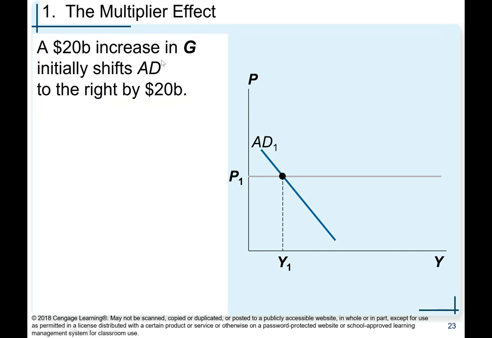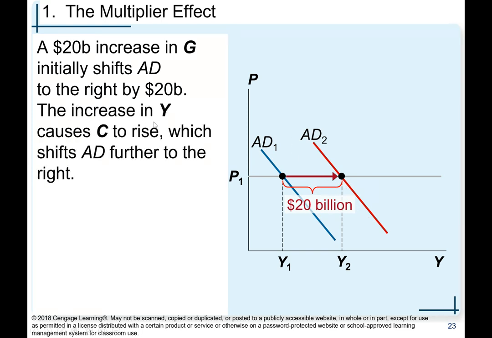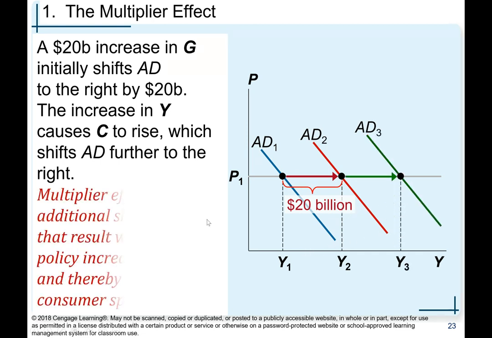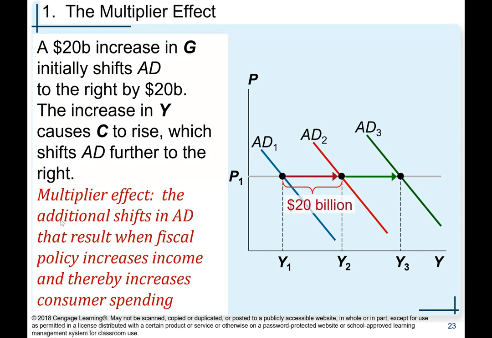This is a demonstration of the multiplier effect. A $20 billion increase in government spending initially shifts aggregate demand to the right by that $20 billion. The increase in output causes consumption to rise, which shifts aggregate demand further to the right. That is the multiplier effect. So, multiplier effect: the additional shift in aggregate demand that results when fiscal policy increases income and thereby increases consumer spending.